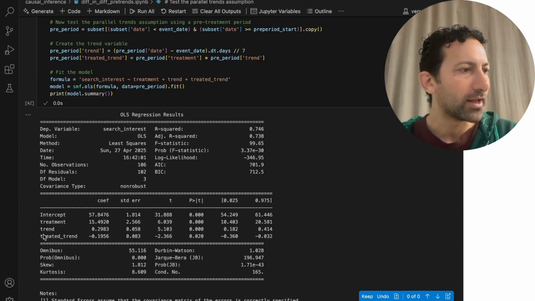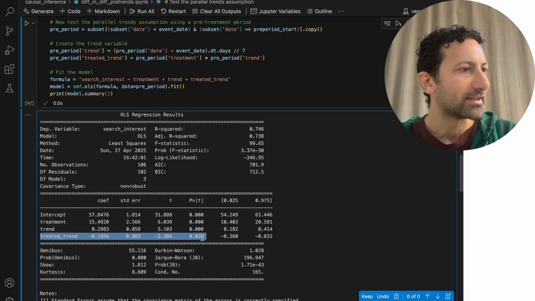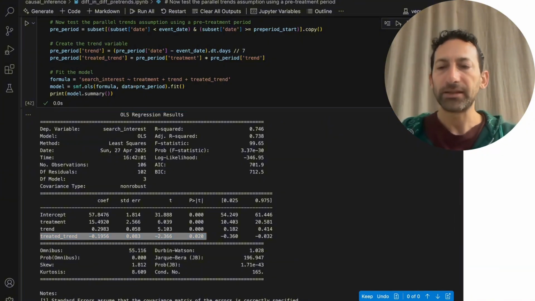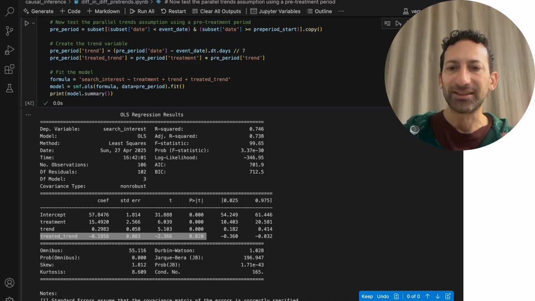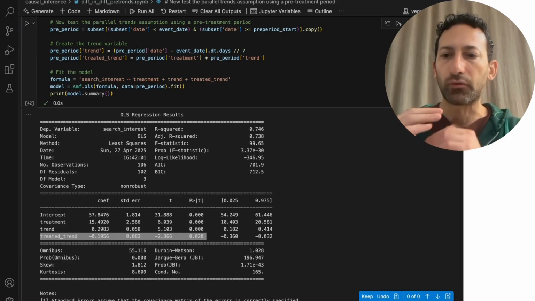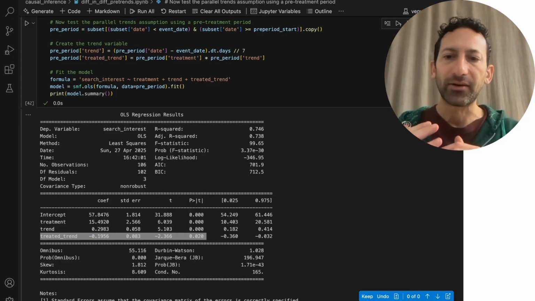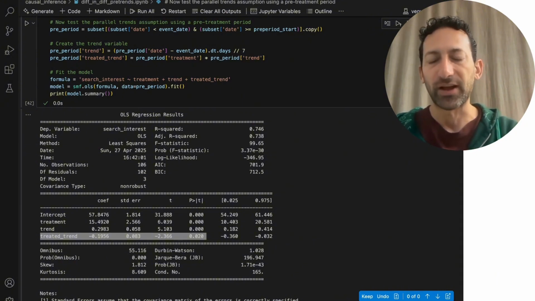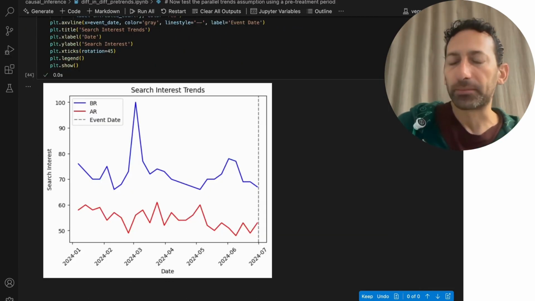And importantly, in this case, we see treated by trend is statistically significant and negative, basically meaning that there's a statistically significant difference in the trend prior to the event. And so if these two countries were already not trending together, we really have no reason to believe that they would start to trend together across the event date. So you still have options in this case.